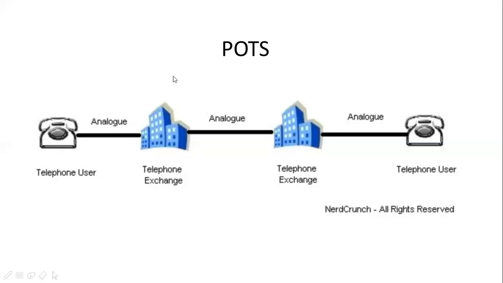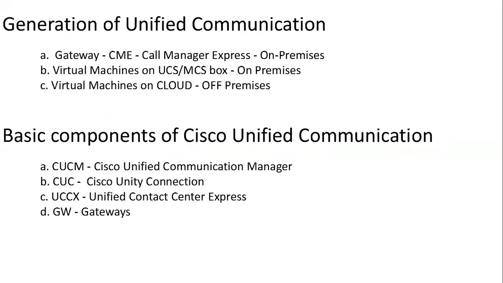So VoIP telephony was introduced, and with it a generation of unified communication came. The first product was CME, Cisco Call Manager Express, and this was a CLI based tool. Basically, it was configured on a gateway, with ePhones, ePhone DNs, and complete dial peers configured over this call manager gateway, and we call it CME.